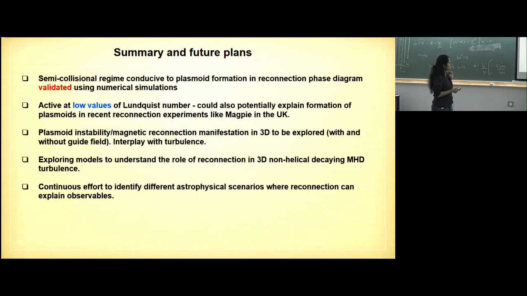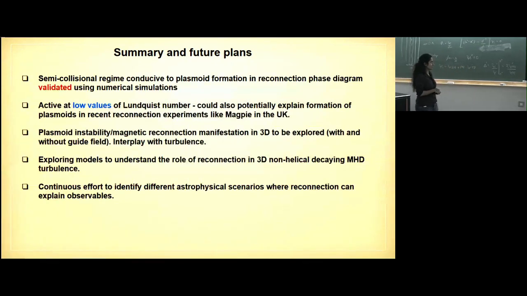So with this, I end my talk. The summary is that we have explored and studied the semi-collisional regime for plasmoid formation, and we have validated it in the reconnection phase diagram. And we find that there are plasmoids which arise at low values of Lundquist number and could potentially explain the formation of the plasmoids in some recent experiments.